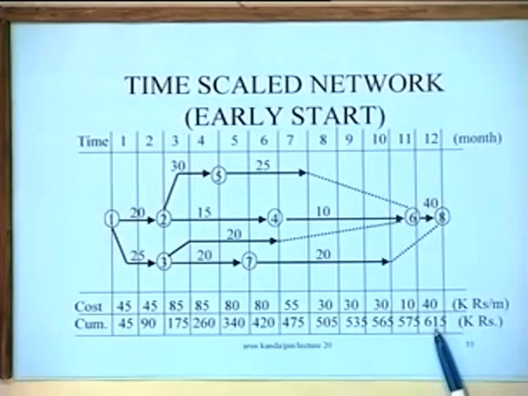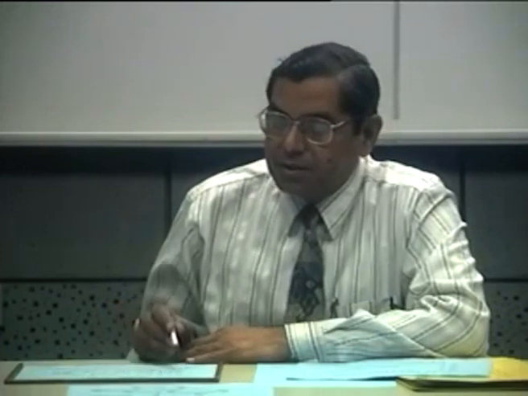Now you can do one more thing. You can look at the pattern of expenditure if we, instead of the early start schedule, follow a late start schedule, for instance. What would be the implications? You can see that the implications are summarized here. We draw a time scale network on a late start basis. Here all the activities are shifted as late as possible. So you have the dotted lines here prior to the activities. So most of the activities are going on towards the later period.